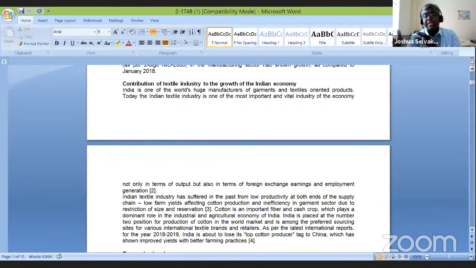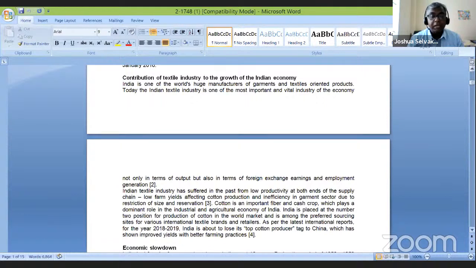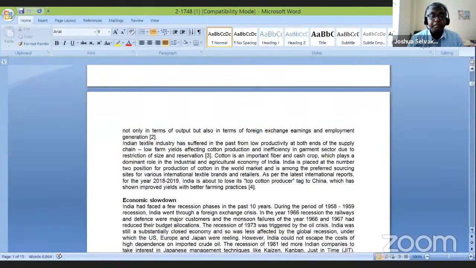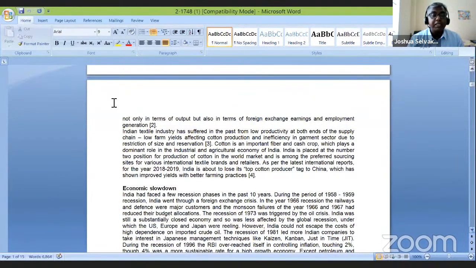Now today, designer saris and designer textiles have taken prominence over the traditional Kanjipuram silk saris. This is the same case with Tirupur also. So here we are discussing how the textile industry has grown in the Indian economy over the last three to four decades. And we had some discussion here.